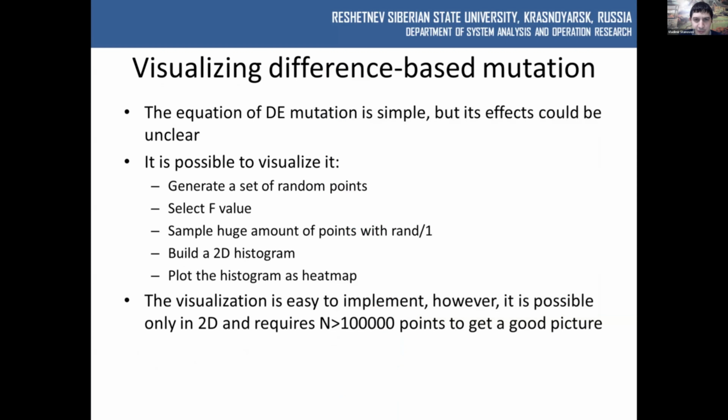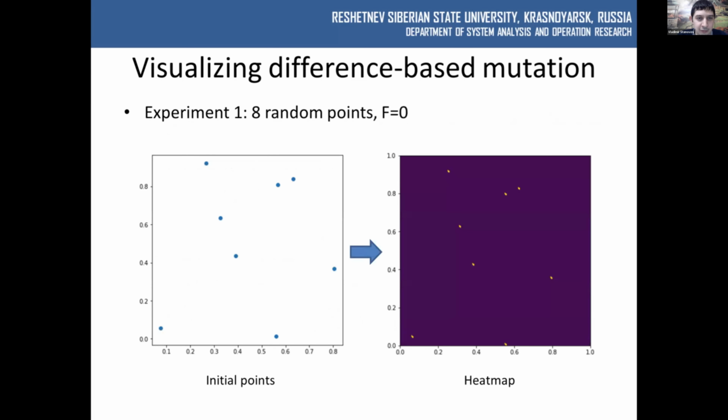Okay. Now let us try to understand how it actually works. So we will try to visualize what are the points that differential evolution creates with this difference-based mutation. And we will use different scaling factor values, so different F values. We will build some 2D histograms. So let me show you. So this is the example. We have 8 random points, and our scaling factor is 0. So we do not move the points. So we have a heat map on the right where we just have the same points.